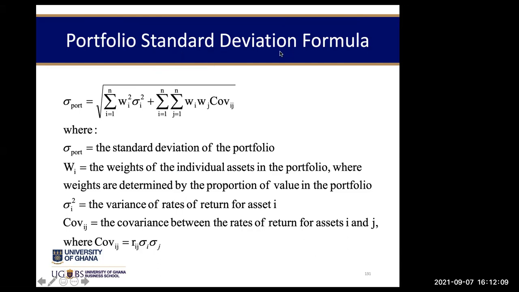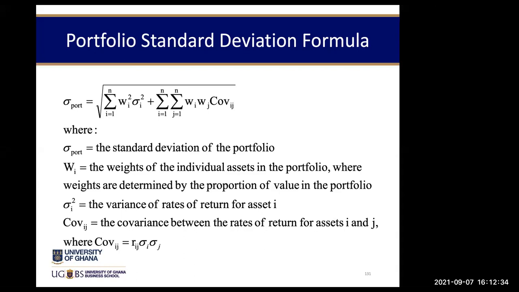So let me give you the essence of portfolio theory. Okay, how do we combine assets in a portfolio? In combining assets in a portfolio, negative correlations are preferred. Maybe that's how I'd want you to understand. In combining assets in a portfolio, negative correlations are preferred.